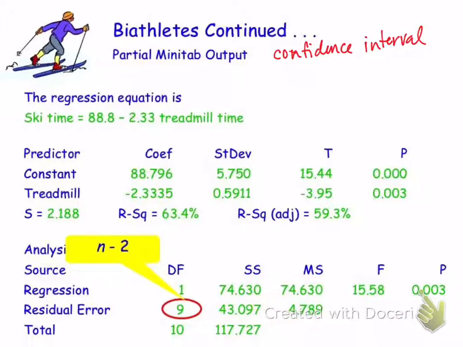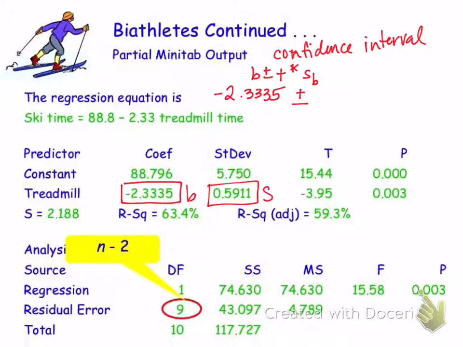And does anyone remember what the confidence interval formula was? B plus or minus T star SB. So reading this computer output, if I were given this, my B is right here. So it would be negative 2.3335 plus or minus, I'm going to leave a blank for T star. We'll fill that in a minute. And then S sub B. So my T star is going to go here. I'm just going to leave that blank for now.